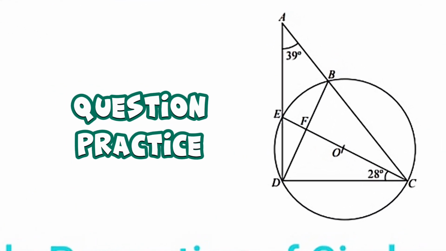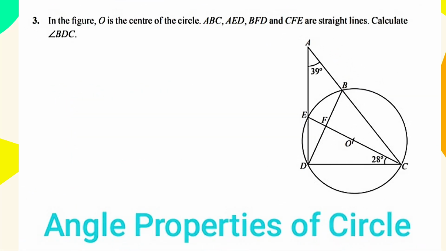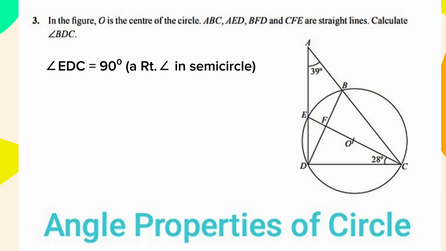Question practice. In the figure, O is the center of the circle. ABC, AED, BFD, and CFE are straight lines. Calculate angle BDC. First thing we notice from the diagram is angle EDC subtended by the diameter EC. So we have a right angle in semicircle. Angle EDC is 90 degrees.